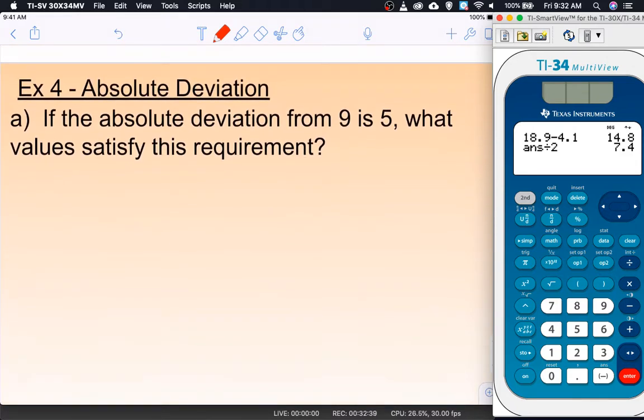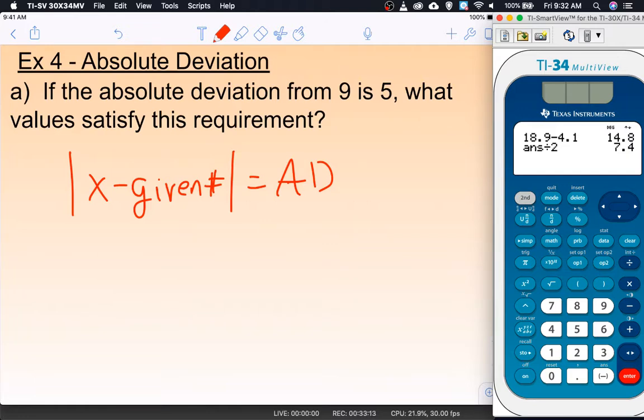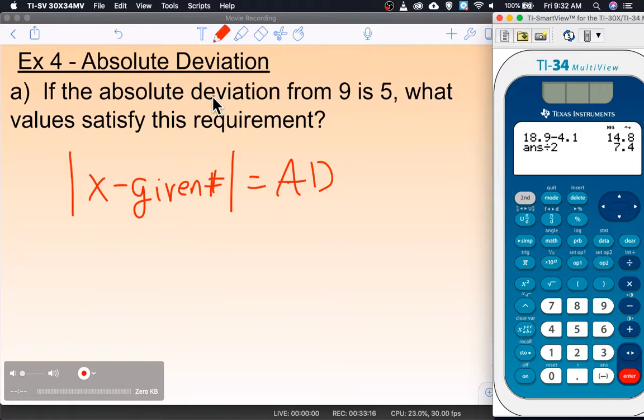Now, absolute deviation. If the absolute deviation from 9 is 5, what values satisfy this requirement? So this is that formula we had way back up in the vocabulary. It looked like this: absolute value of x minus the given number is equal to absolute deviation. Now we could take the values they've given us and just throw them right in here and we would get an answer. But it does take a little bit of understanding the problem. The words themselves are a little confusing.